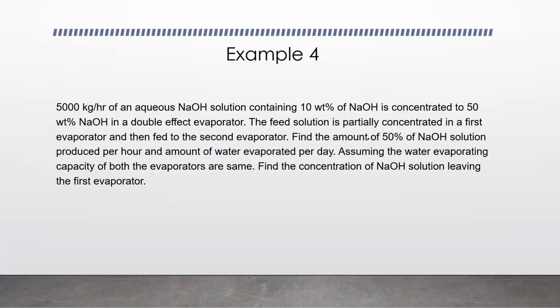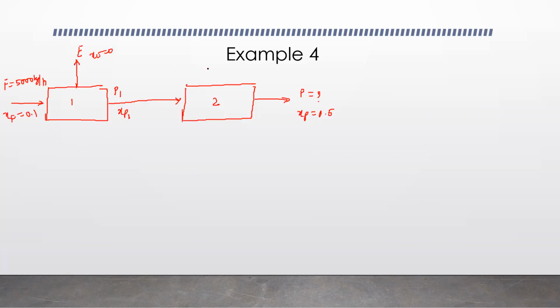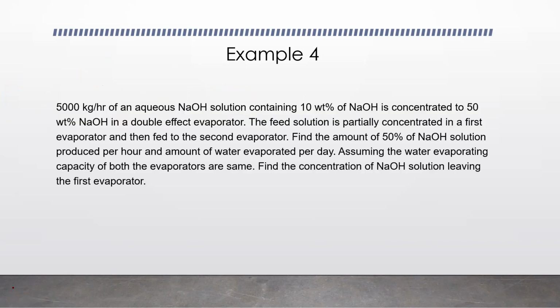Find the amount of 50% NaOH solution produced and the amount of water evaporated, assuming that the water evaporating capacity of both evaporators is the same. That means both evaporators evaporate the same amount of water, E. Since water evaporating capacity is the same, we are going to keep both E's as the same, E. And we have to calculate the concentration of NaOH solution leaving the first evaporator.